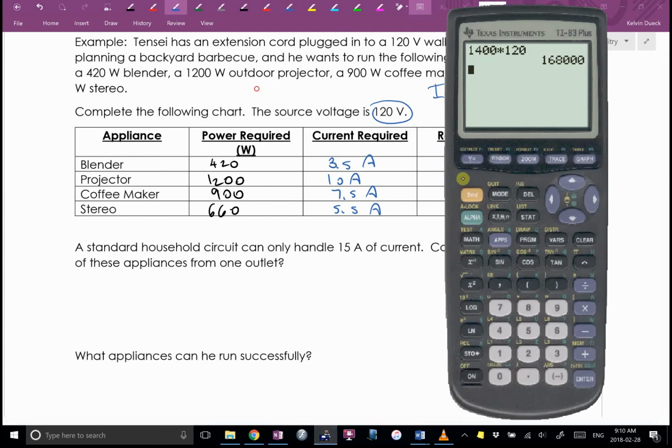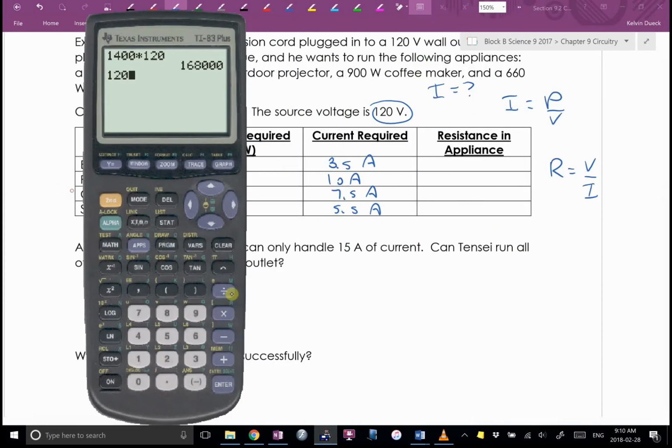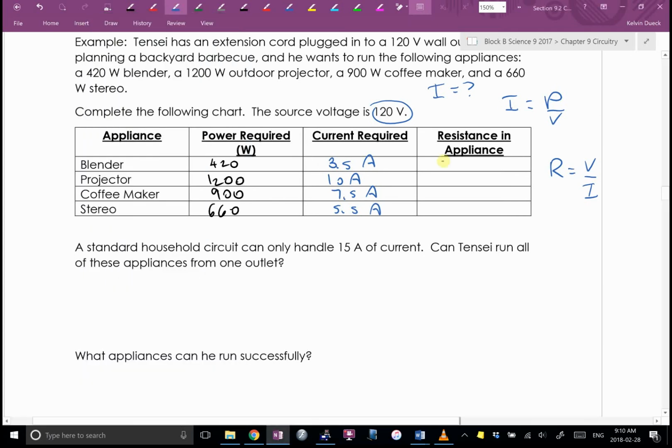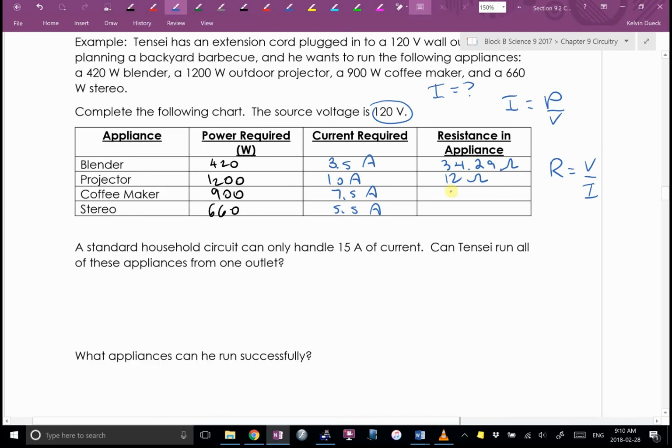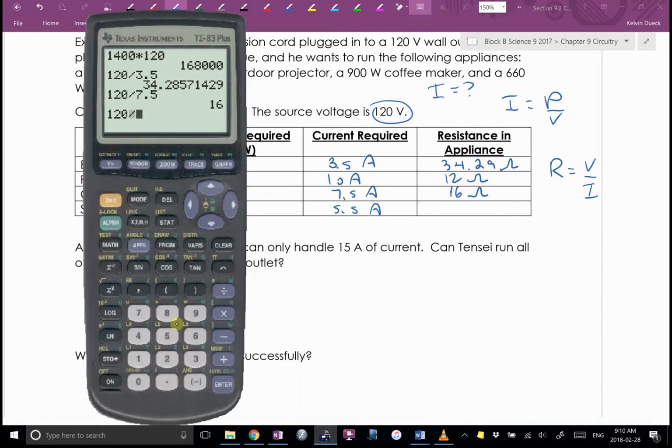So for all of these then, if I want to find the resistance in the first one, 120 divided by 3.5, that has a resistance of 34.29 ohms. This one I can do in my head, 12 ohms. 120 divided by 10, that one I can do in my head. 120 divided by 7.5. So now you can start to see how we design these ahead of time. 16 ohms. 120 divided by 5.5. 21.82 ohms.